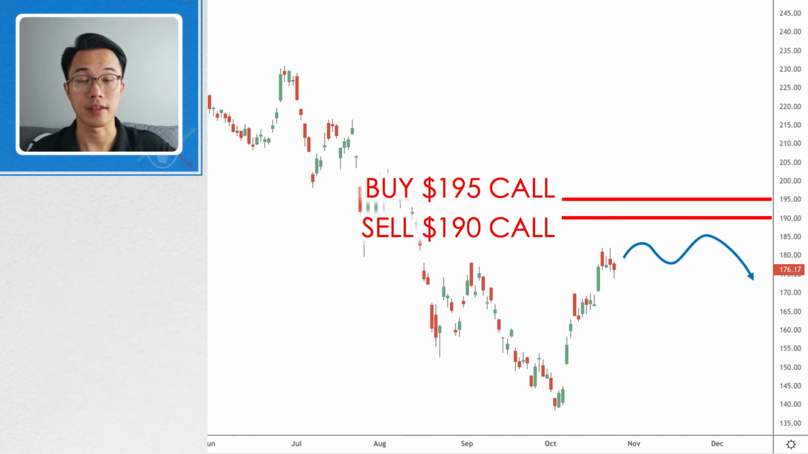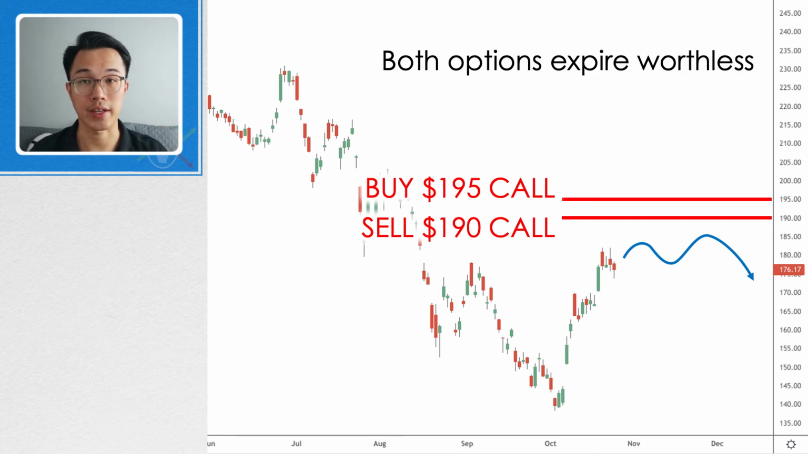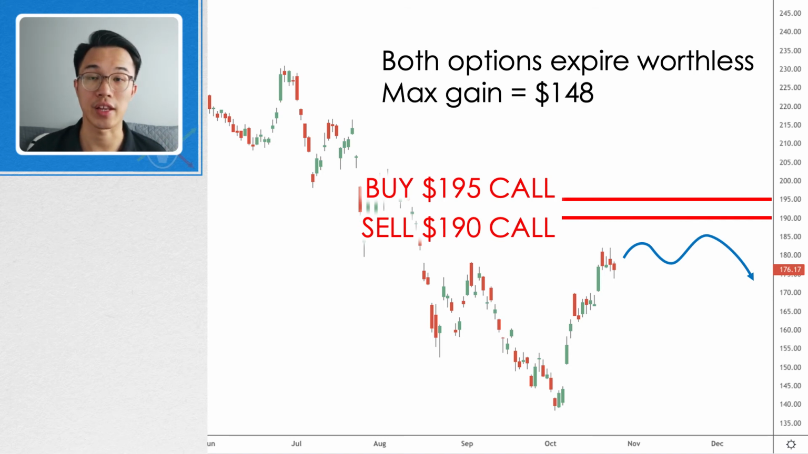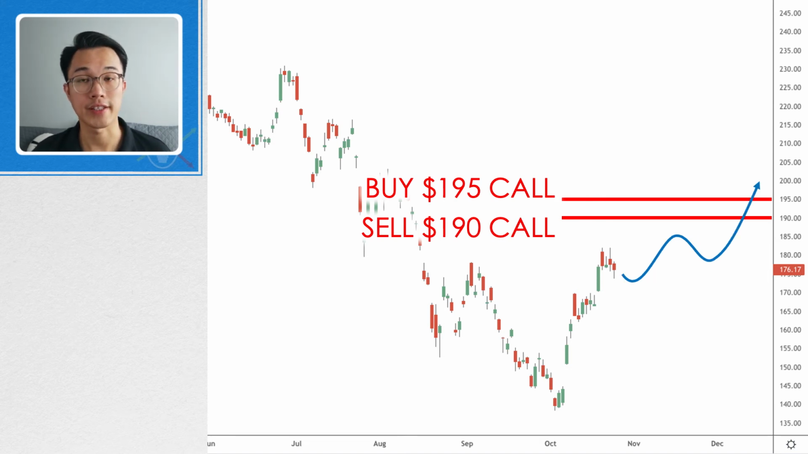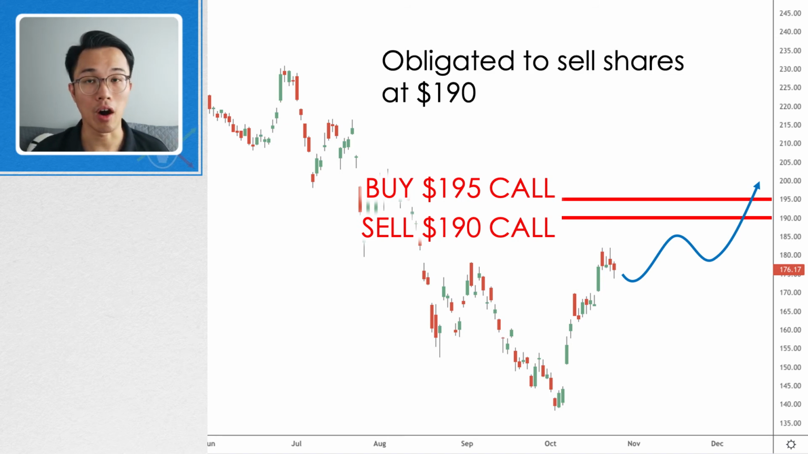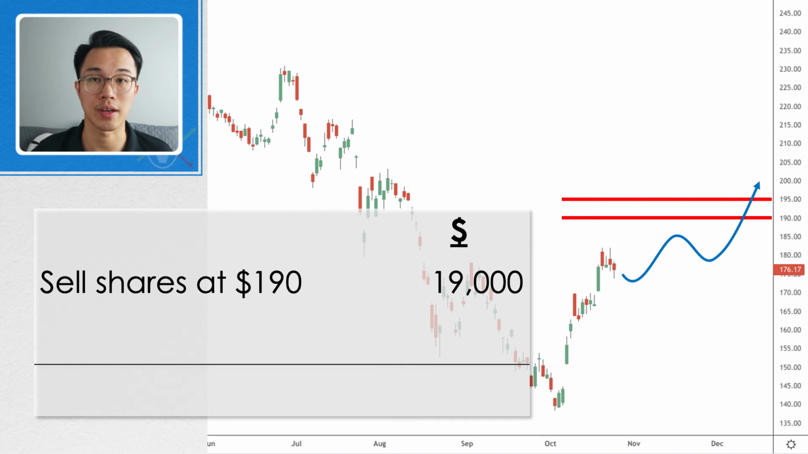As long as the stock price remains below $190 over the next 2 months, both options will expire worthless and their value will fall to zero. So the maximum I can make on this trade is the net premium I receive of $148. However, if I'm wrong, and let's say the share prices go above $200 and beyond, I am obligated to sell the shares for $190. So I will receive proceeds from that sale of about $19,000.